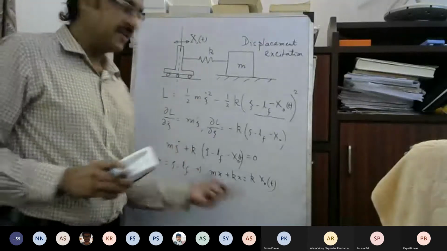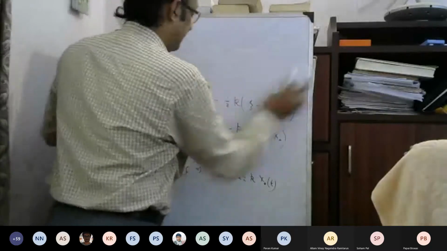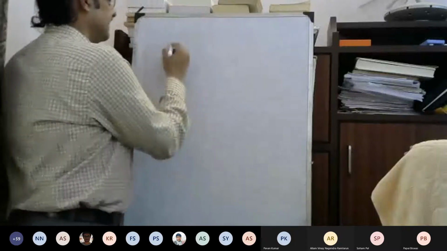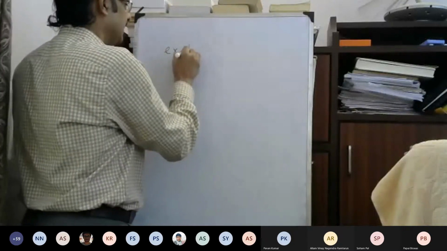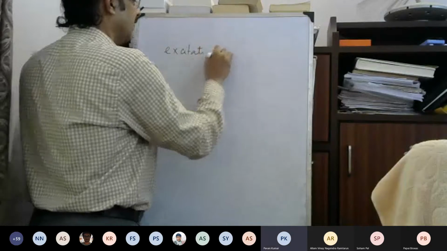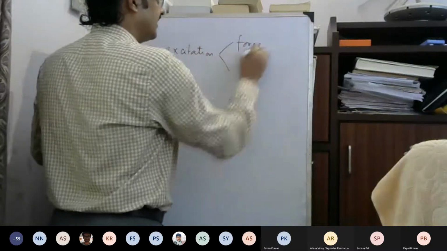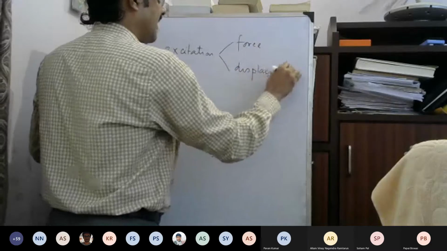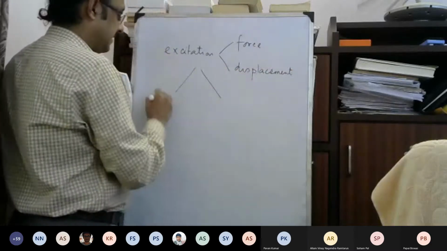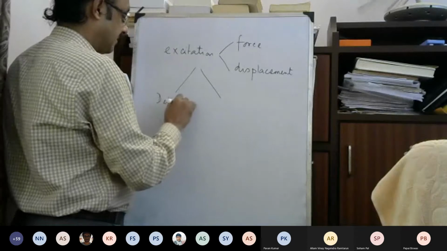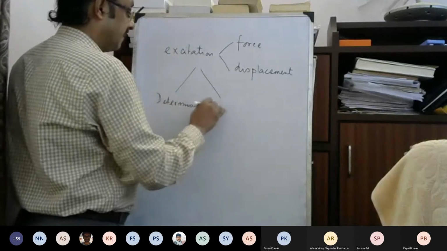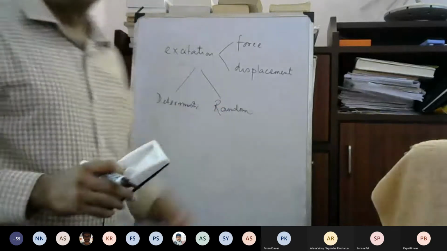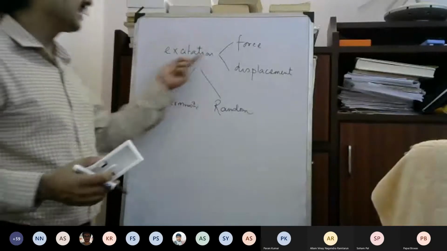So if you have understood this part, then I can go forward and say that the excitation can be in the force or in the displacement, and it can also be deterministic or random. So these are two ways of classifying the excitation.